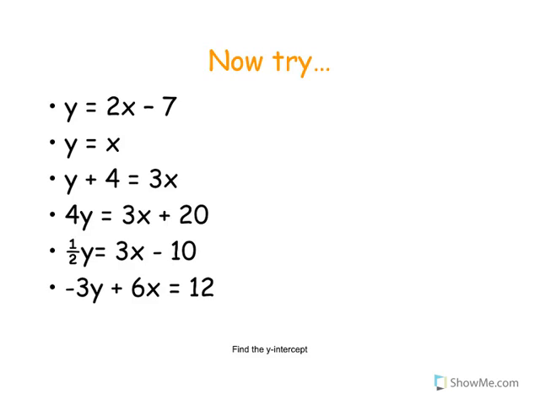So the first one I gave you is a nice simple one. So b is -7. The second one we talked about before, right? If we look at y equals 5x, this is just y equals 1x. So again, if there's no constant, we see that the constant is 0.